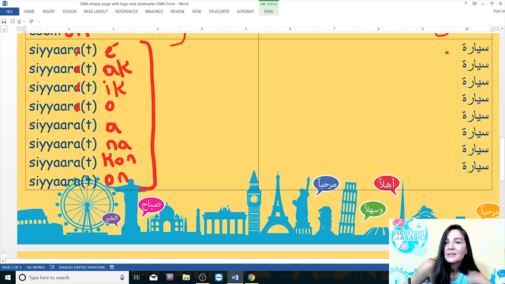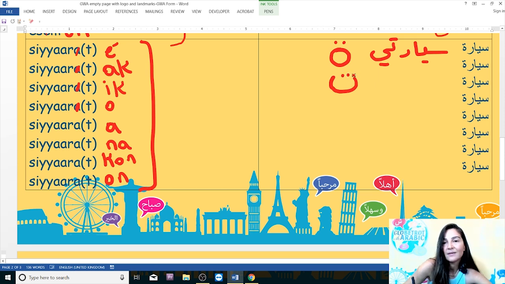So, siyarte. What's happening to this te marbuta? It's not here anymore. What we do is we take this te marbuta, we open it. Why is this called a te marbuta, by the way? A te marbuta is a T. Marbuta means tied around itself. Maybe because a T is usually like that in Arabic, the sound T, the letter T. And in this case, it's tying itself around itself. Maybe that's why they call it the te marbuta.